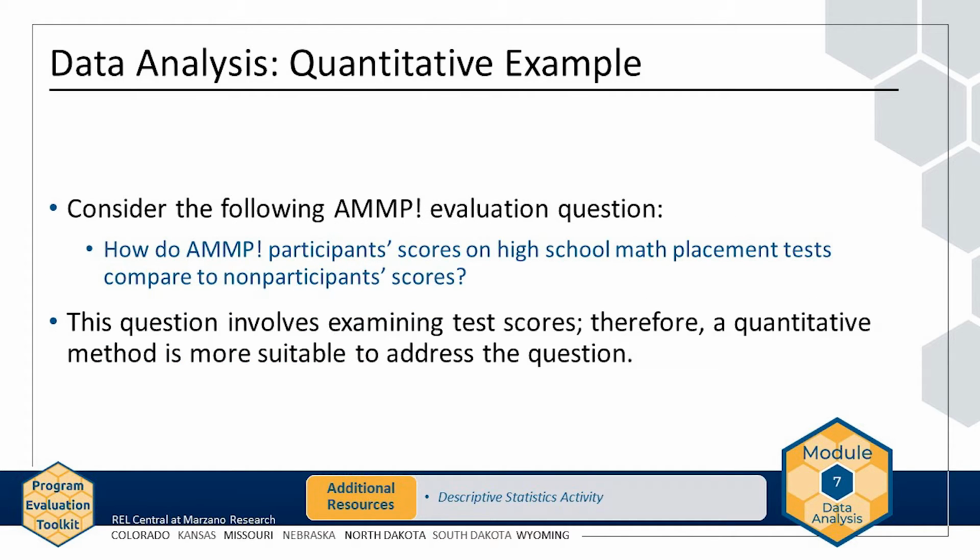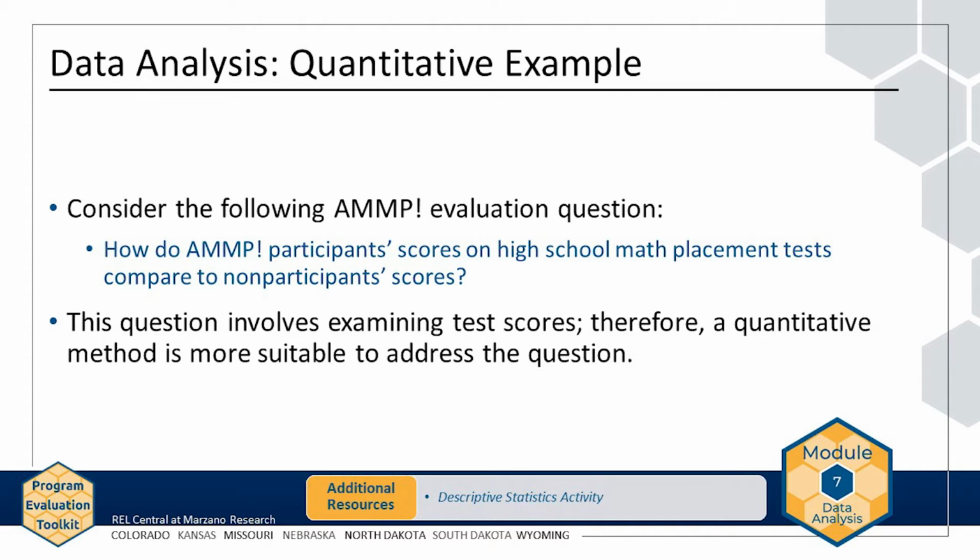Let's start with a quantitative example. Consider the following AMP evaluation question. How do AMP participants' scores on high school math placement tests compare to non-participant scores? This question involves examining test scores. Therefore, a quantitative method is more suitable to address the question.